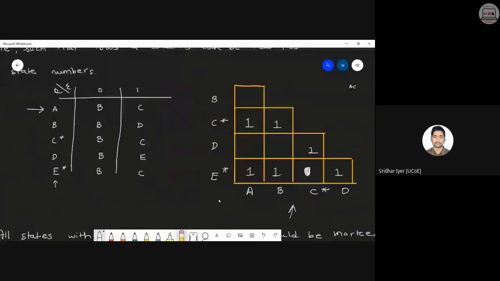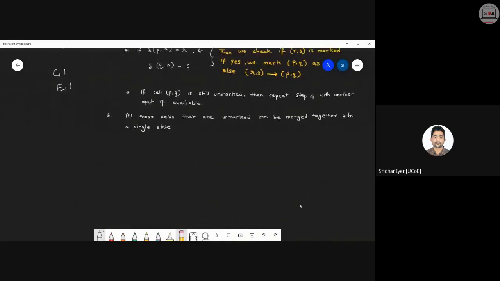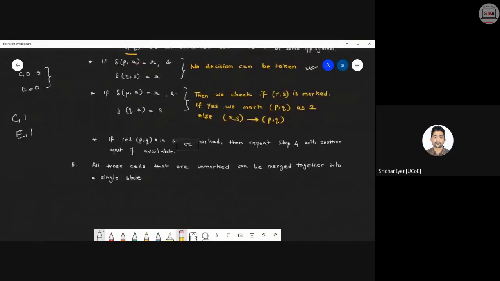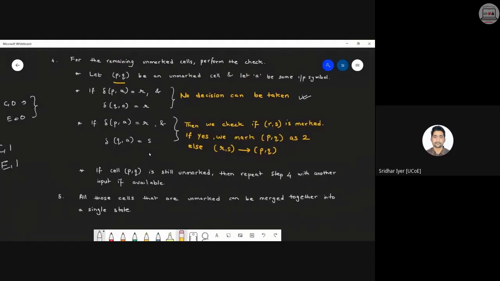So this much I will do today because I won't be able to complete this entire question today. In the next lecture I will complete the other unmarked cells. We are going to start with this particular step from here till the end. Clear with this? If you have any doubts, you can kindly ask me.